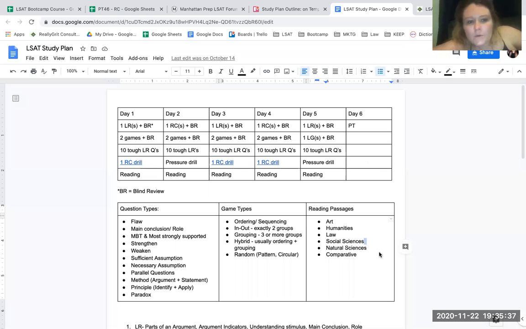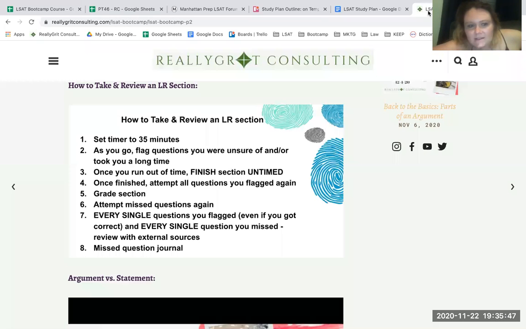Okay, so how I would do my timed sections, especially my LR sections. I would do one LR section with blind review. What that means to me is I would set up my timer for 35 minutes, or if you have accommodations, I think you have 53 or 52 minutes. And I would take my section as if it were the real test.